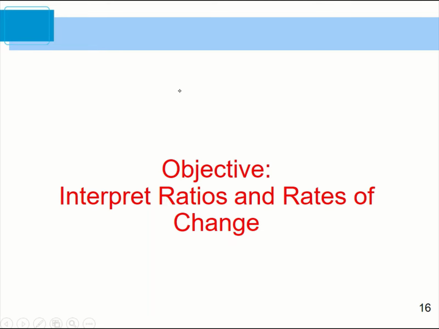In the previous discussion, we have learned how to write an equation of a straight line. In the following discussion, our objective is to know how to interpret the ratios and the rate of change. Now we're back to the slope again.